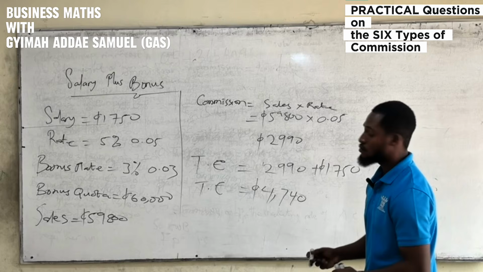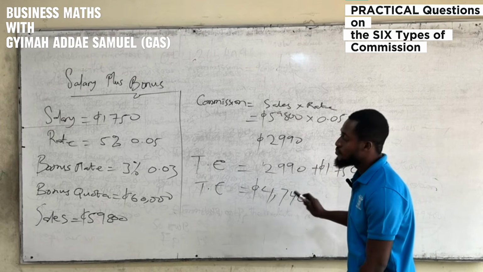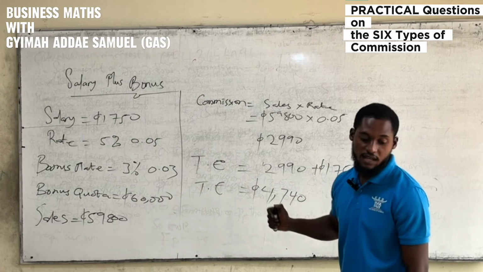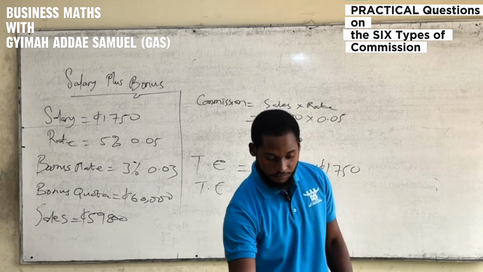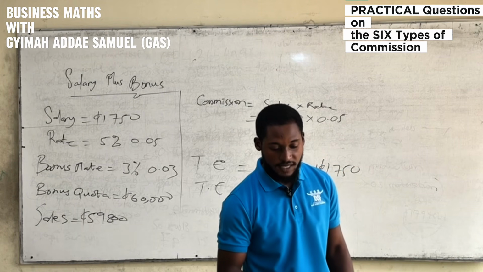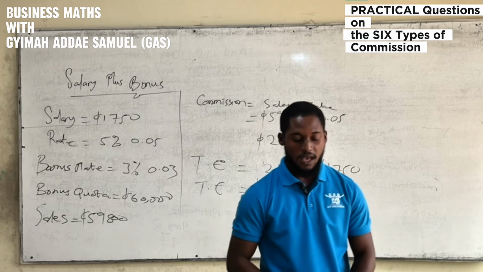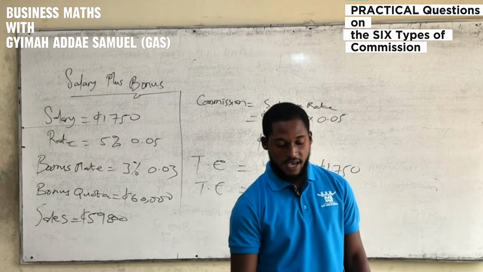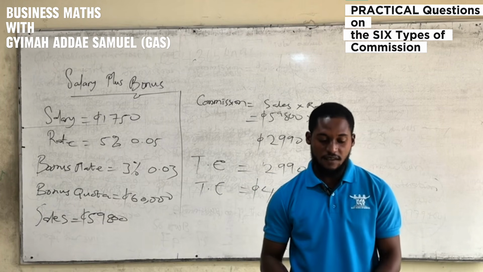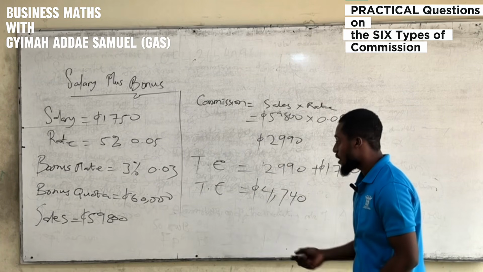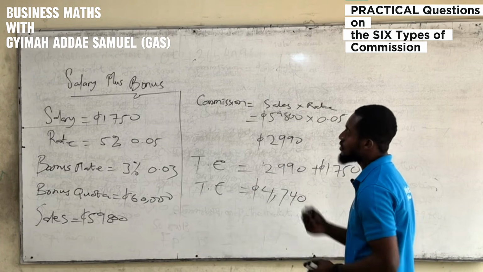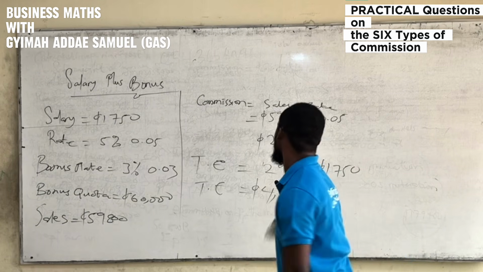As I said, with this question there won't be any need to add bonus to it, because the question says Abner receives a salary of 1,750, a normal commission of 5%, and a bonus commission of 3% if sales exceed 60,000. And the sales didn't exceed 60,000, so there won't be any need for bonus. We move on to the next question.